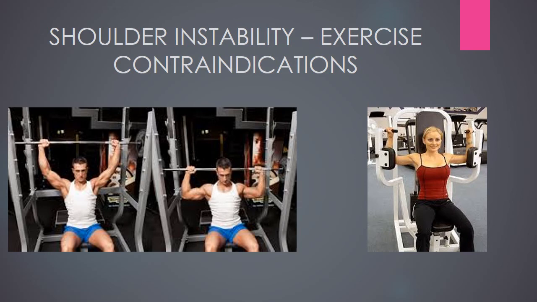Here we have a patient performing the pec deck exercise. Again, notice the shoulder is in 90 degrees of abduction. The humerus bone is in 90 degrees of external rotation. And she's bringing her elbows back to a position behind the plane of her body, increasing stress on the anterior structures here. And in the presence of instability, this is going to be painful and it's going to exacerbate the condition.